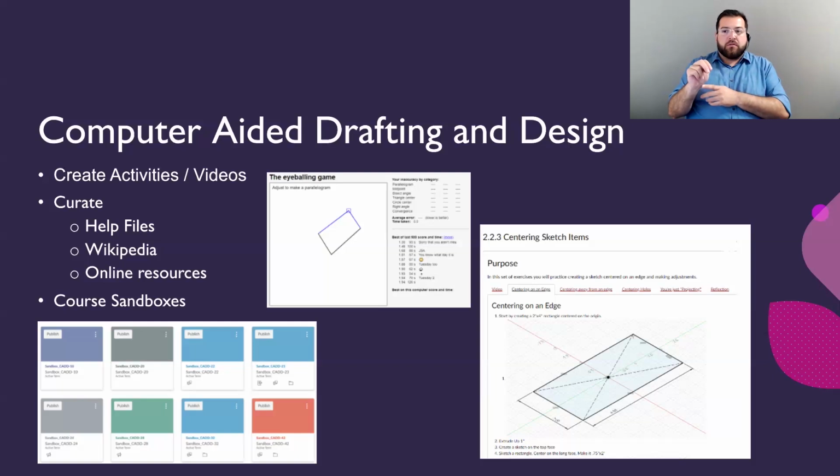So this little picture here of the eyeballing game, it's a great exercise. A lot of what we do is graphic, it's visual, it's finding angles and things like that. That helps them visualize where things should be. In this example, they have to make it into a parallelogram. Another one, they have to find the center point of a circle or the center point of a triangle, or make lines perpendicular to each other. And it gives them a score based on how fast they do it and how accurate they are.